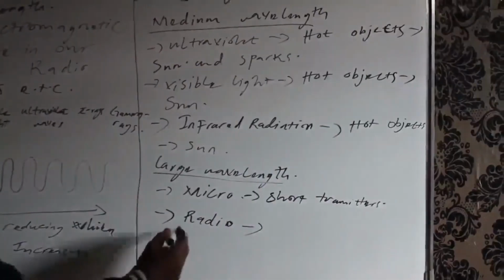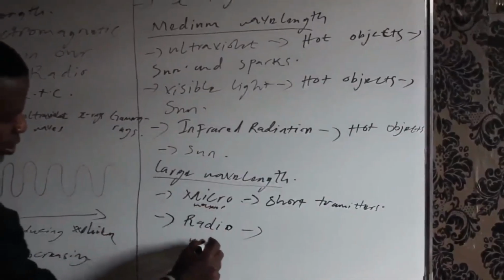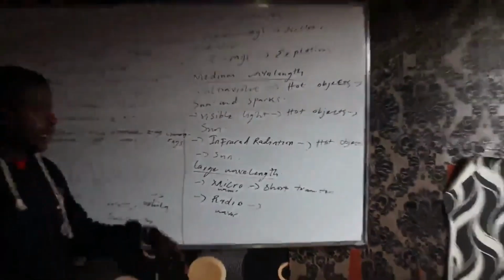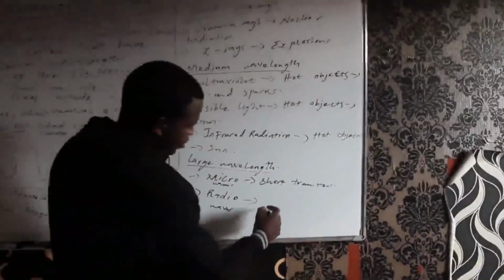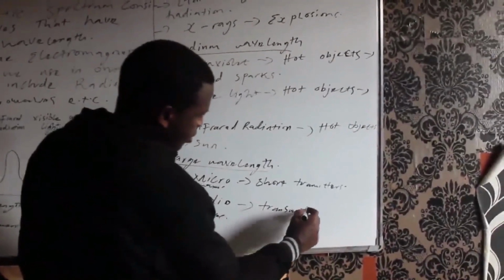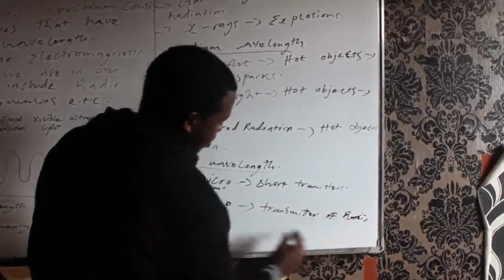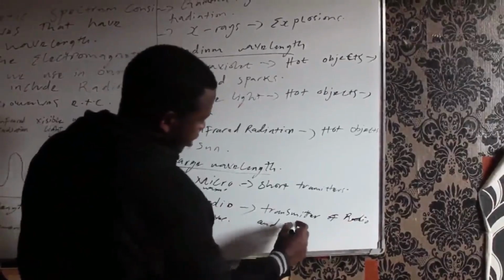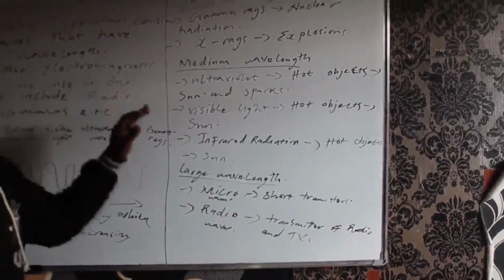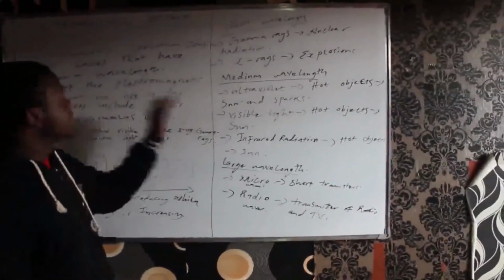Then the source of radio waves, they come from the transmitters of radio and TV. So the next thing that we are going to talk about are the characteristics of the electromagnetic spectrum.